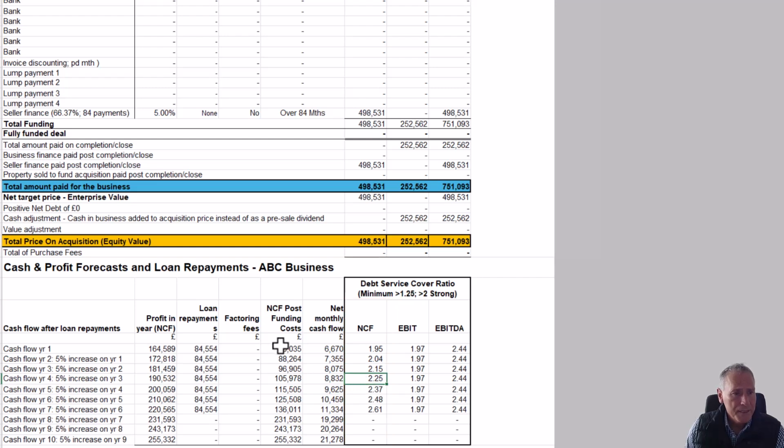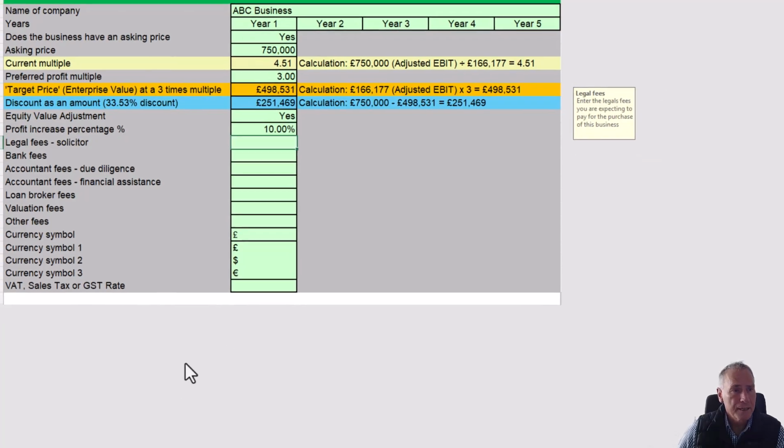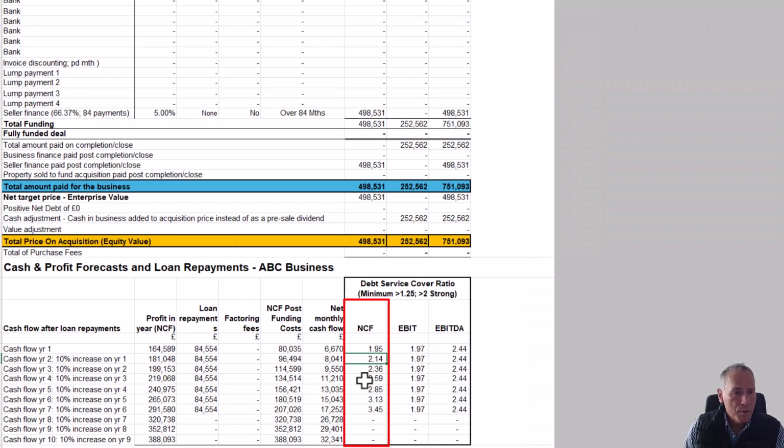But what it means in terms of net cash flow profits is that you can see that they're increasing: 80,000 to 88 to 96 to 105 and so on. And if we were to say, well, okay, I think I can increase that by 10% a year, that looks a whole lot more positive. So by year 7, you're pulling in £200,000 of profits, even after paying back the seller finance. And then in year 8, you're up to £320,000 in net cash flow profits.